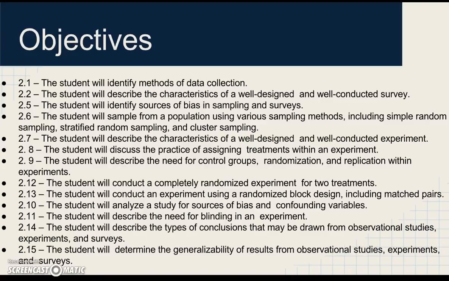The student will conduct an experiment using a randomized block design, including matched pairs. The student will analyze a study for source of bias and confounding variables. The student will describe the need for blinding in an experiment. The student will describe the types of conclusions that may be drawn from observational studies, experiments, and surveys. And finally, the student will determine the generalizability of results from observational studies, experiments, and surveys.